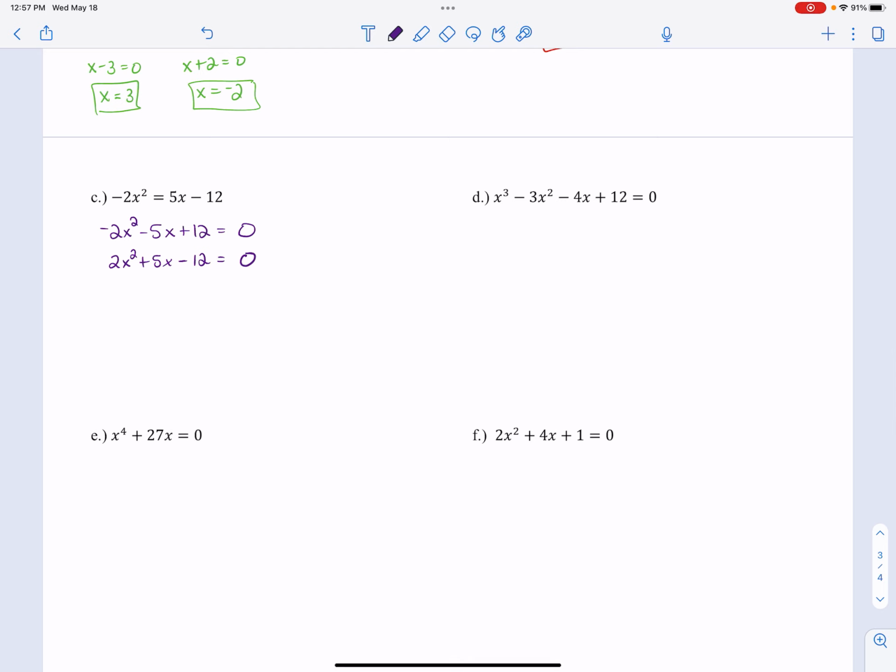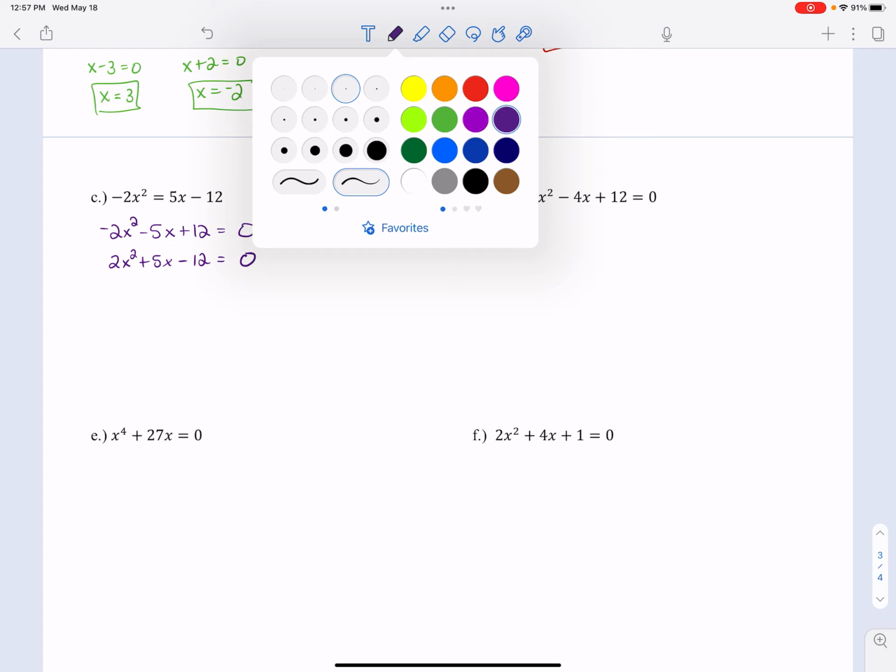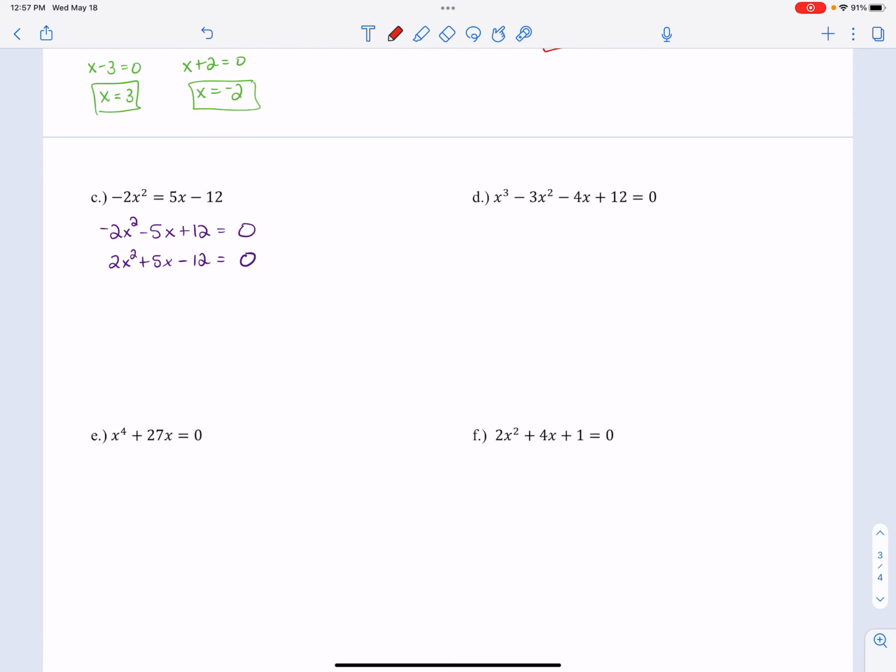I really wish I could factor out that 2, but 5 obviously is not divisible by 2, so I can't. This is a bottoms-up kind of question. So let's multiply by 2. And I'm going to give myself that little note in color so I remember that's what I did. I'm going to end up with x squared plus 5x minus 24 equals 0. I'm going to factor that.